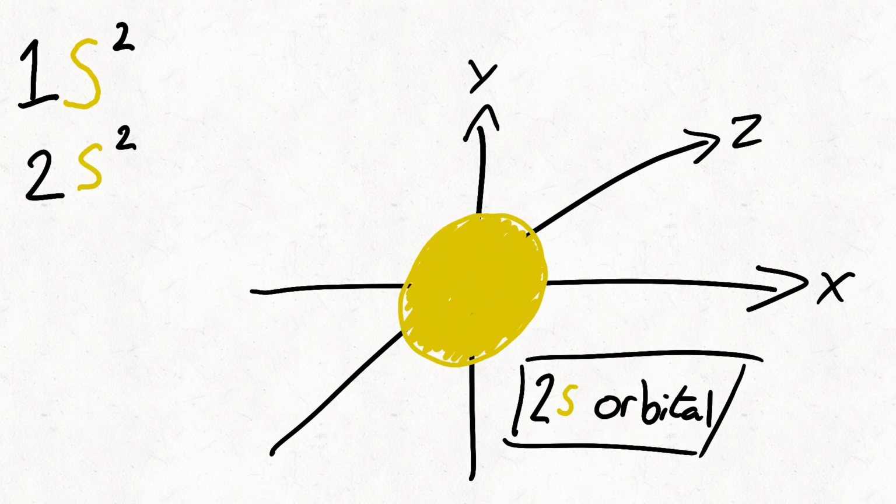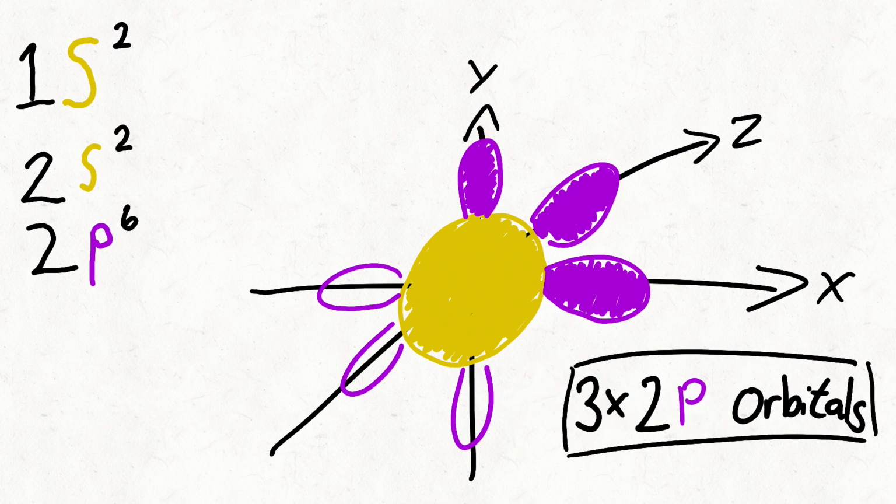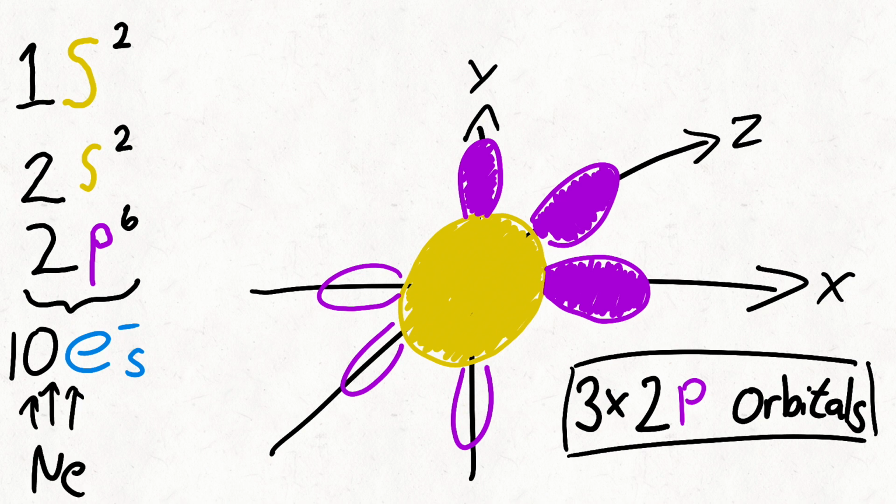We then fill the 2s orbital, which is bigger and higher in energy. Then we fill the 2p orbitals. Remember, there's 3 p orbitals. If we fill all these orbitals up, we get a total of 10 electrons. This is the electronic structure of neon. We can then go on and on for other atoms.